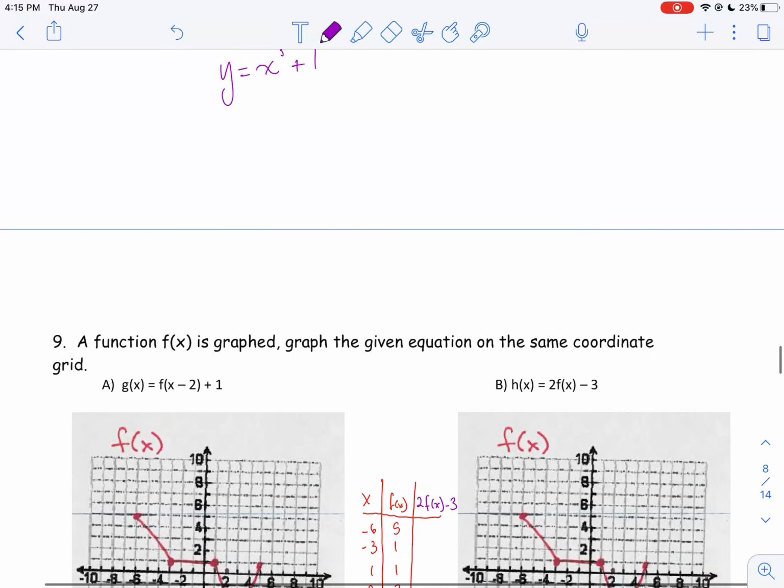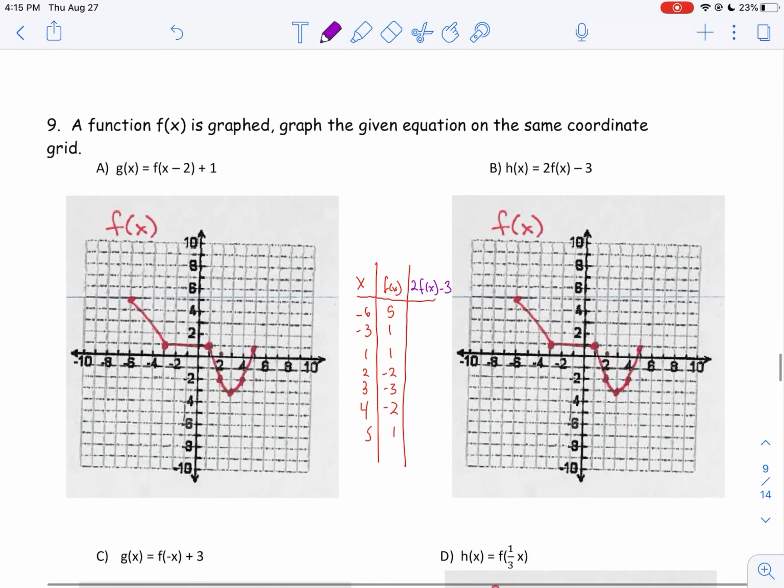All right. I'm going to call number 9 enrichment. If you want to do it, great. I'll talk through it, but you can also skip ahead in the video if you'd like. The key again is just identifying what's going on. Okay, so minus 2 on the inside is going to go right 2. Plus 1 is up 1. So all I have to do is move all of my points right 2 and up 1.